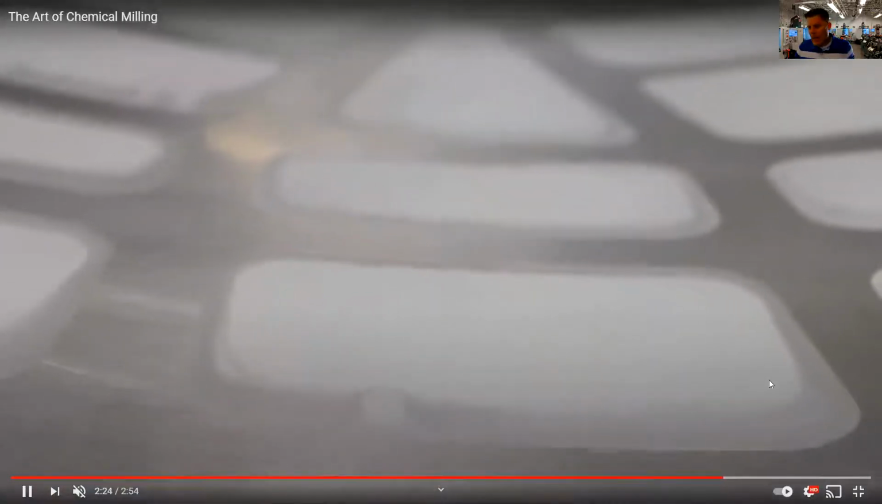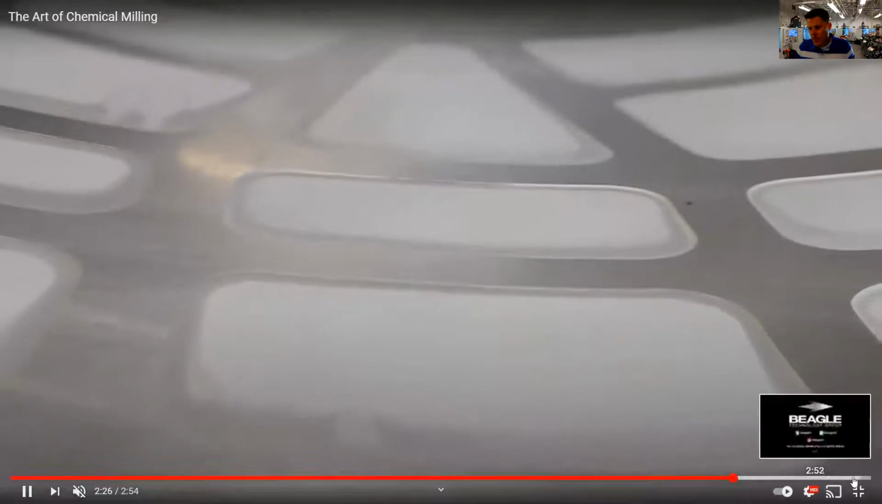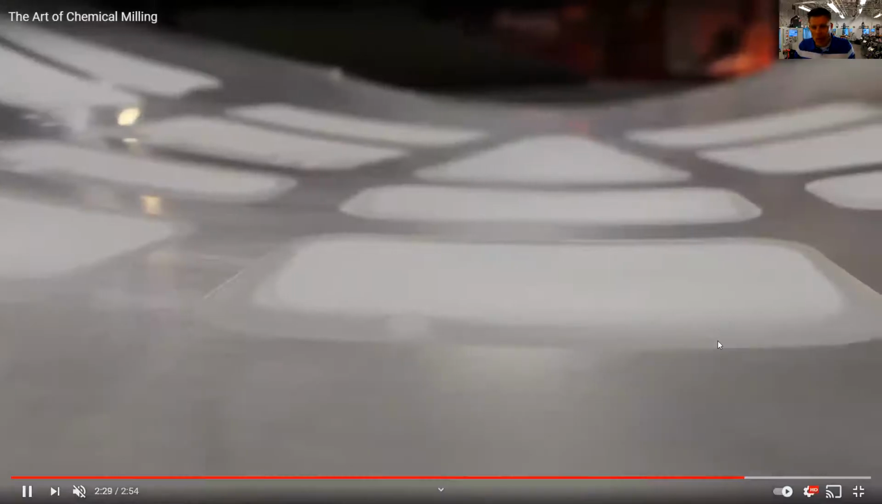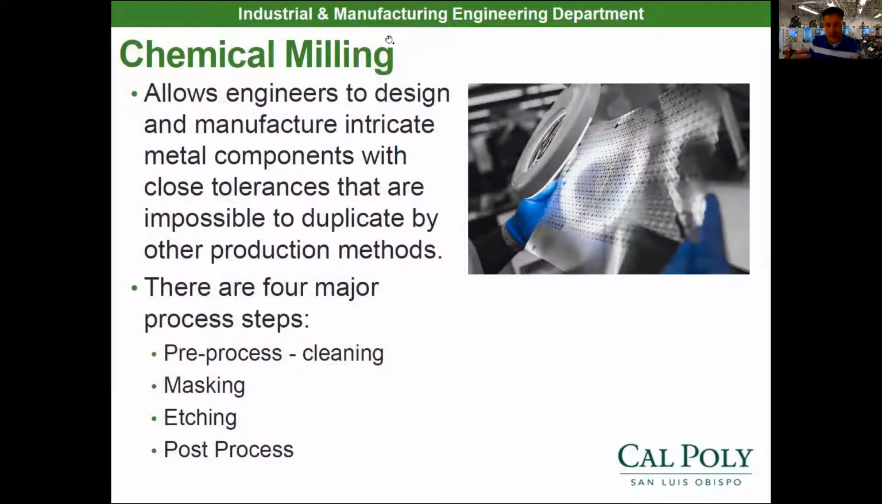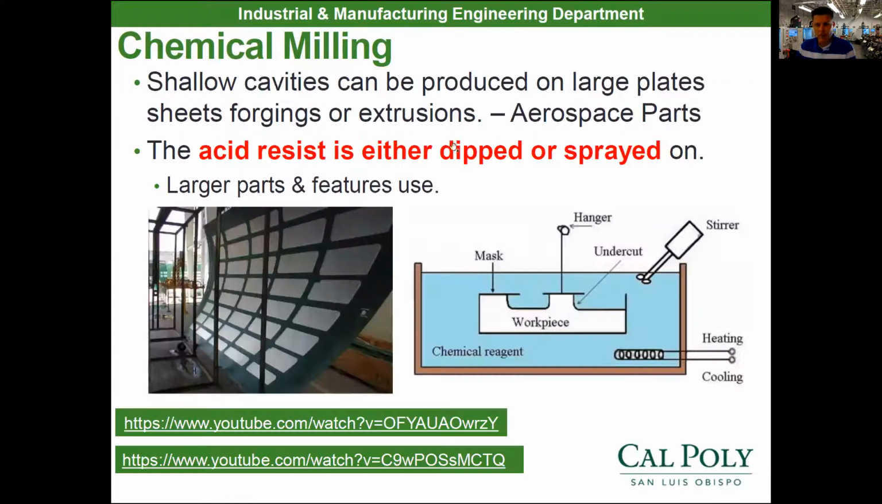It can pocket out your sheet metal parts like you see right there. I could go all the way through, or I could pocket it, so where it doesn't go all the way through. Really, if I'm going through, I don't mask it on both sides. It goes all the way through. If I mask on one side but not the other, it'll just make a pocket. It'll only burn down a certain depth into the part. So that's what chemical milling is all about.